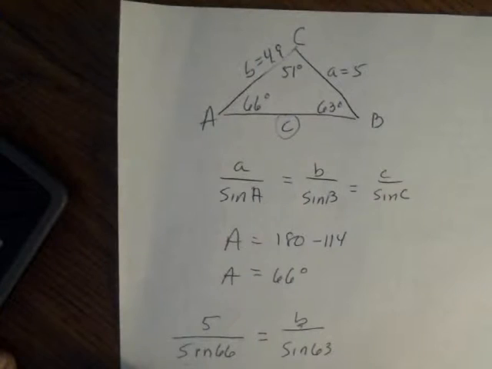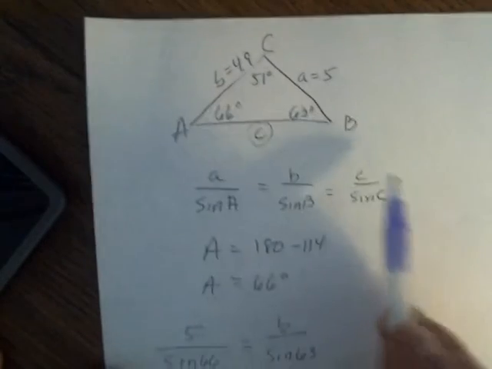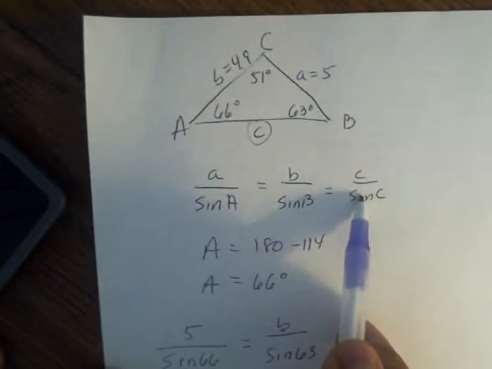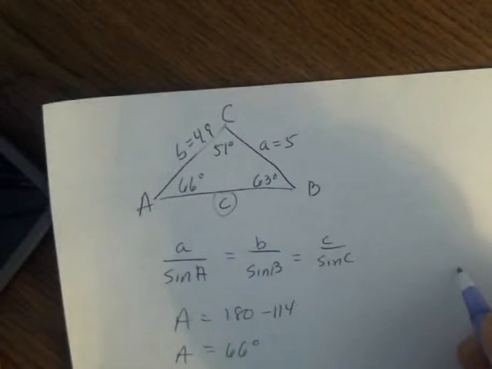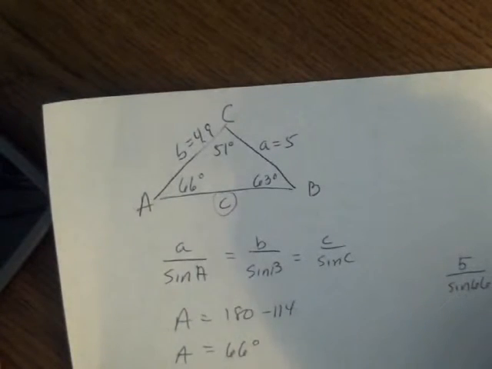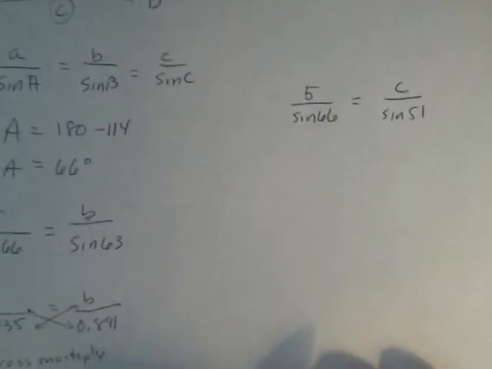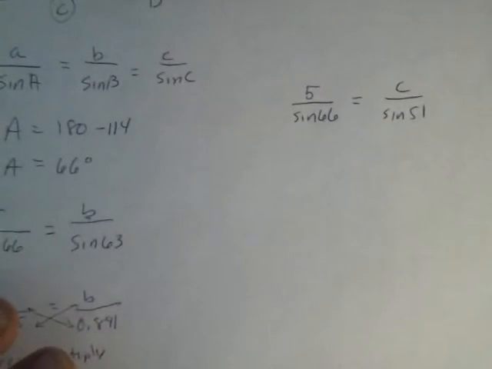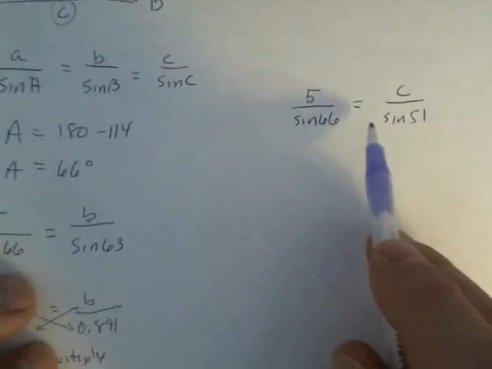Now, you can't use the Pythagorean theorem because this is not a right triangle. So let's go ahead now, and we can choose the ratio involving C, and we can do A or B. So I'm just going to do A. Doesn't really matter. So I'm going to do 5 over sine 66 is side C over sine 51. So this one's going to be a little different. Well, actually, it's not going to be a little different. Sorry about that. It's going to be relatively the same as what we just did.